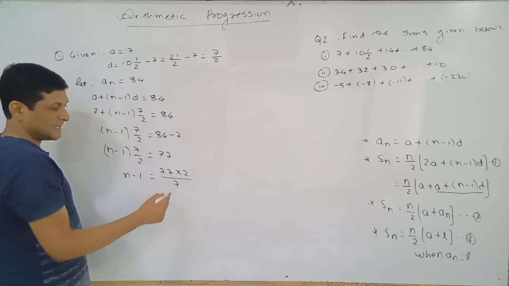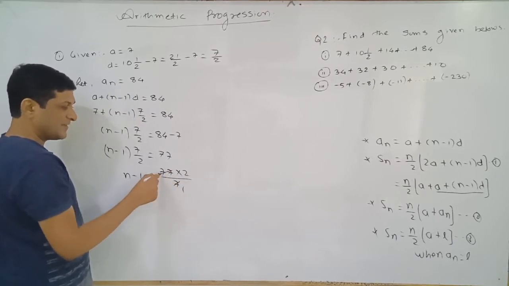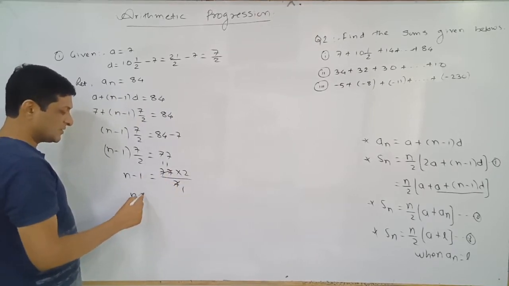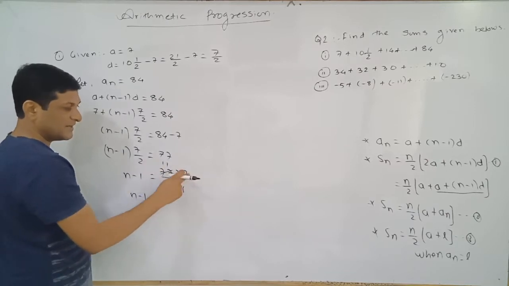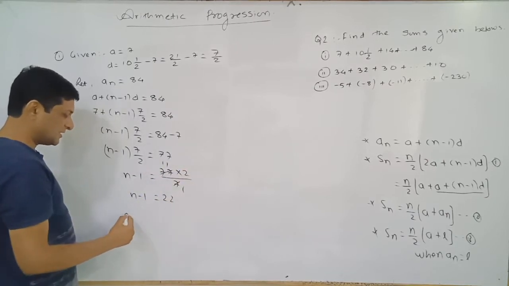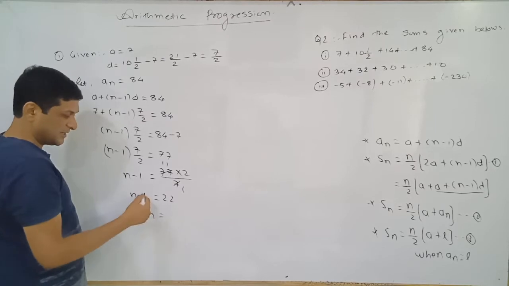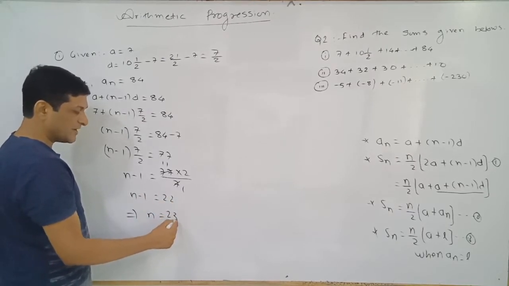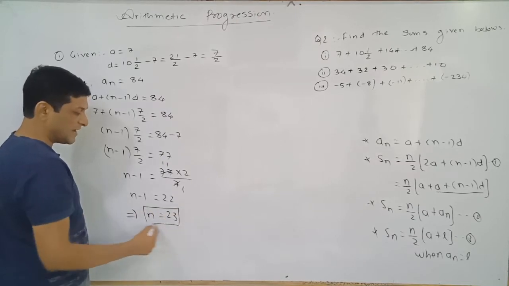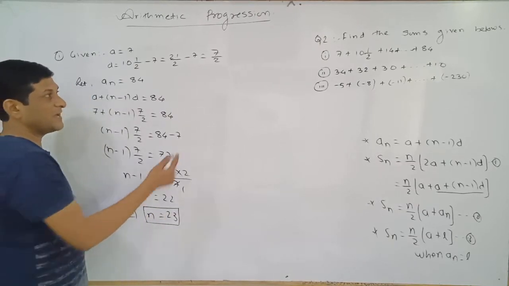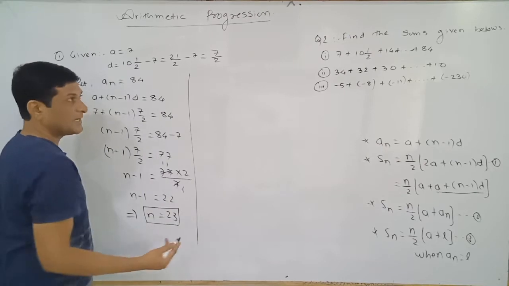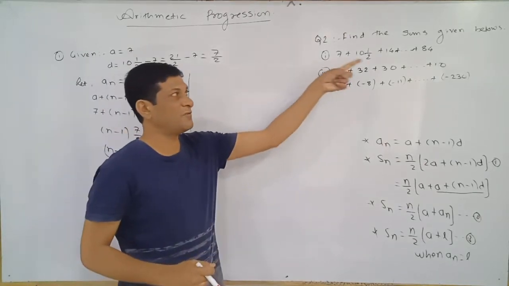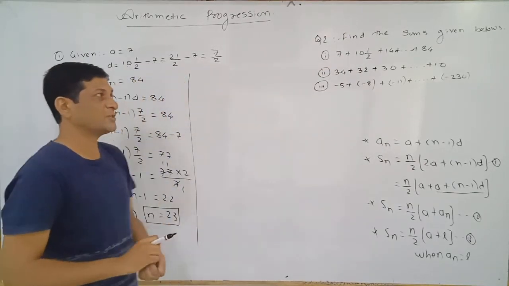Now perform this calculation. 7 ones are 7, 7 elevens are 77. So n minus 1, keep it as it is. On this side 11 twos are 22. So this implies that n is equal to 22, and minus 1 on this side will become plus 1. 22 plus 1 is equal to 23. In this way we have got the value of n. But our required value is not n. Our required value is the sum of all the terms in this progression.